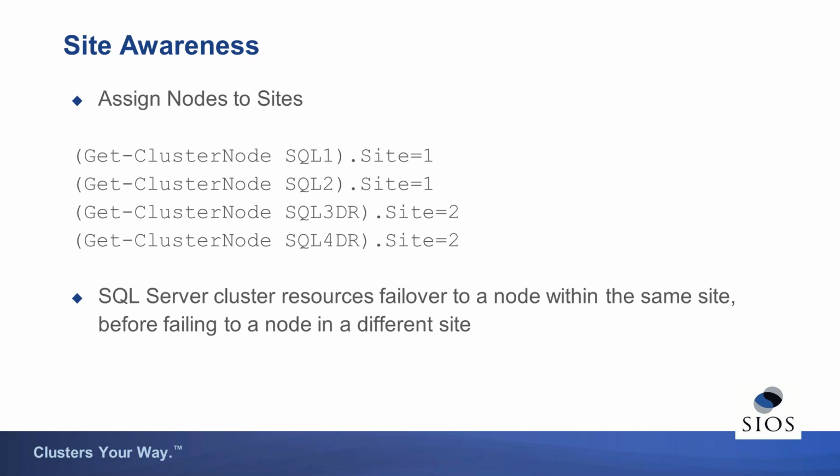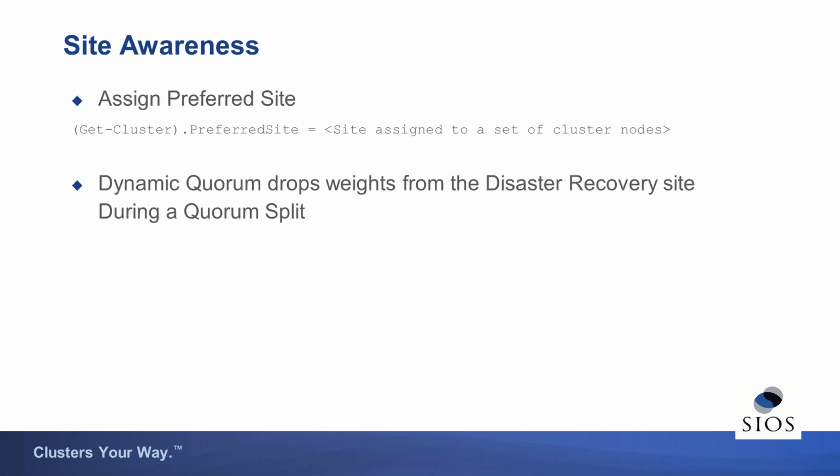So I'm grouping them into sites to ensure that the nodes always fail over within the same site before failing to a node in a different site. And so that's step 1. You've got to assign the nodes to the specific sites. And then once you have the sites configured, you can assign a preferred site. And the preferred site is essentially going to allow you to control how dynamic quorum controls which sites get votes.